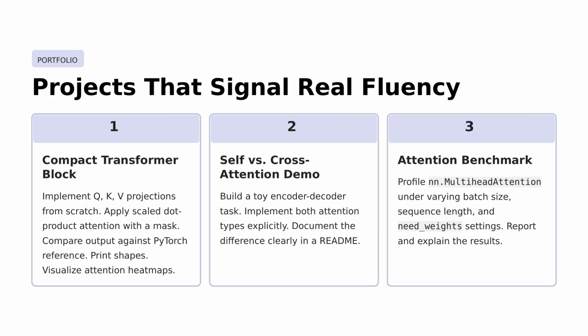when things go wrong. Here are 3 portfolio projects that show real fluency with attention. First, a compact transformer block. Build Q, K, and V from scratch. Apply masked scaled dot-product attention. Compare the result to PyTorch and visualize the heat maps. Second, a self versus cross attention demo in a toy encoder-decoder setup with the differences clearly documented. Third, an attention benchmark that profiles multi-head attention across batch sizes, sequence lengths, and settings, then explains the performance results.